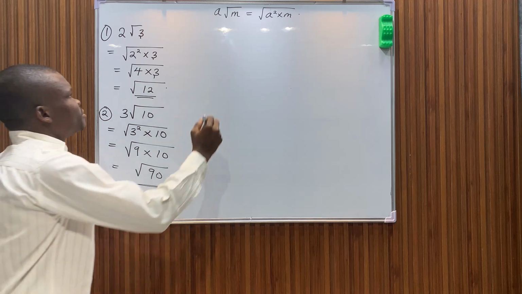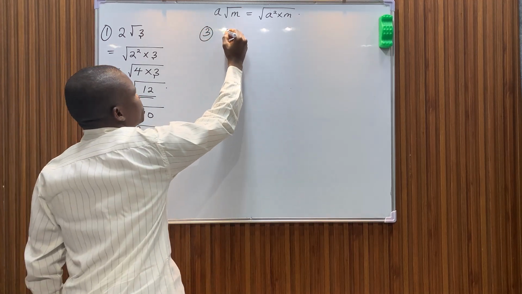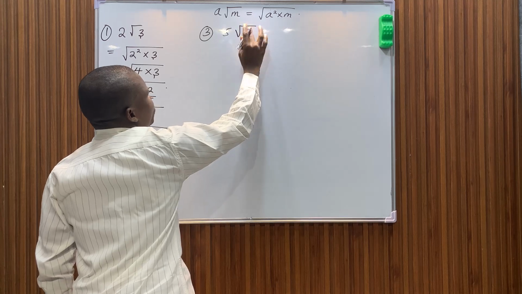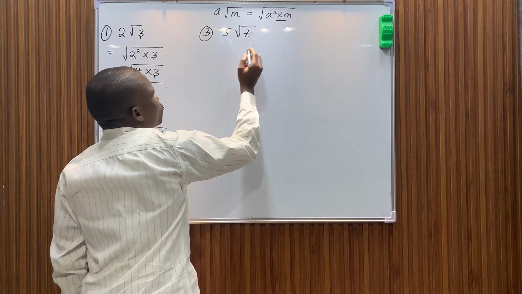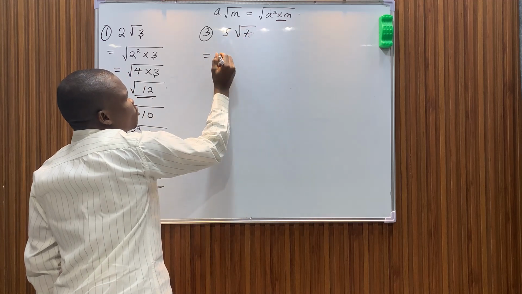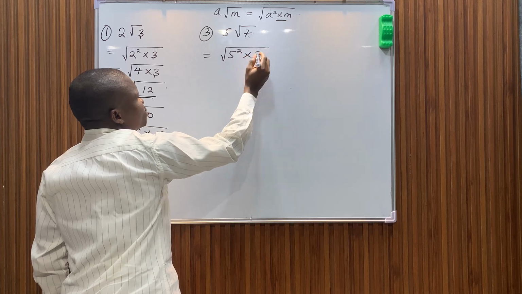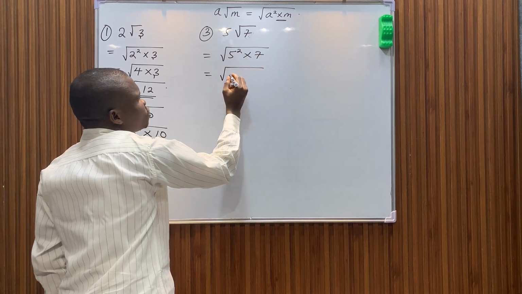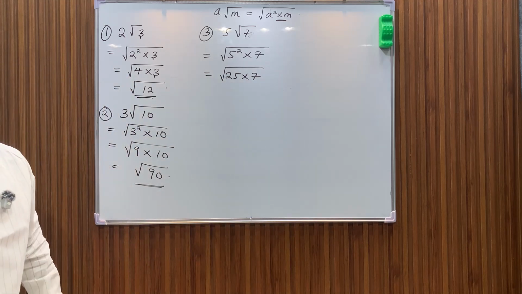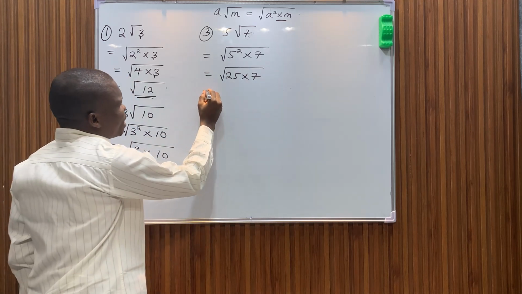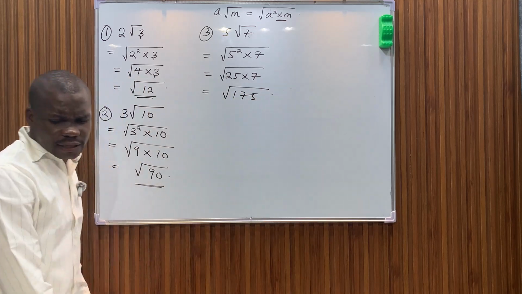Okay, number 3. We are given 5 root 7. So applying the same rule, when we push this 5 in here, we're going to be having 5 squared times 7. So that will give us 5 squared, which is 25, times 7. And then 25 times 7 gives us 175. You can confirm that.